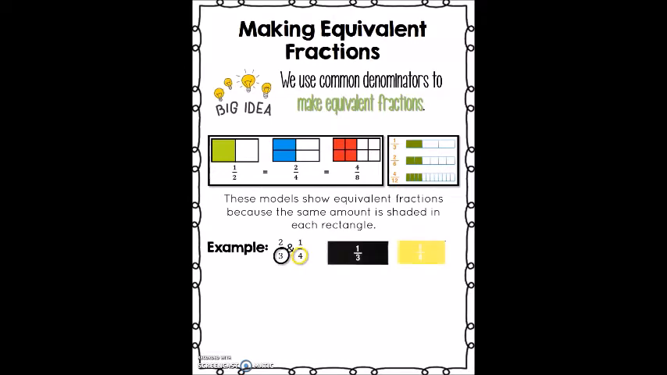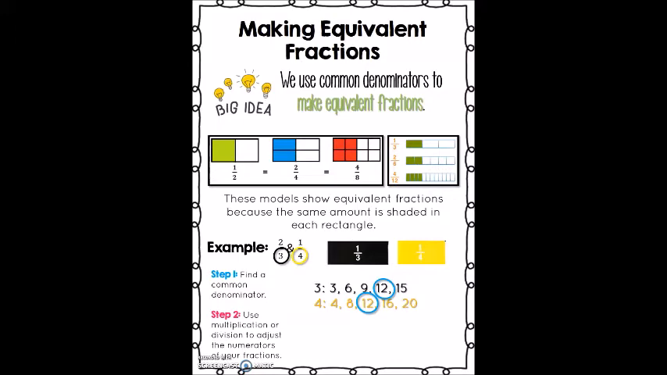So let's take a look at that example 2/3 and 1/4 again. This time I'm only going to model one of the 1/3 pieces and the 1/4, but we'll show you on paper how this works in a second. So first, when we're making equivalent fractions, we have to find that common denominator. We know that meant we would list out the multiples of both our denominators, and we found in the last step that a common denominator between 3 and 4 would be 12. So then our next step to make equivalent fractions would be to use multiplication or division to adjust the numerators of our fractions. So what do I mean by that?